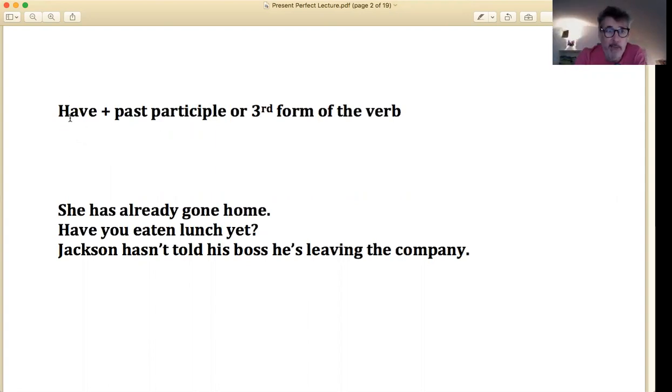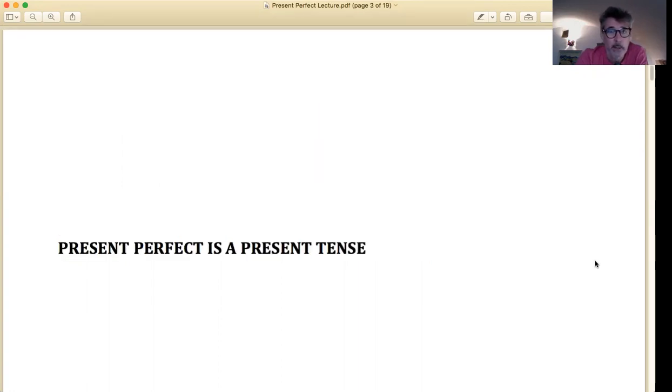And it's have that's conjugated that changes according to if it's the first person, I have, or the plural, they have, or third person would be has, like she has, he has. All right. And here are examples. Again, most of you should probably know this. It's not anything unusual.